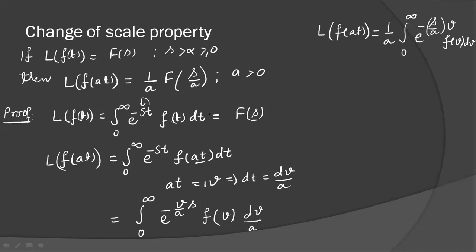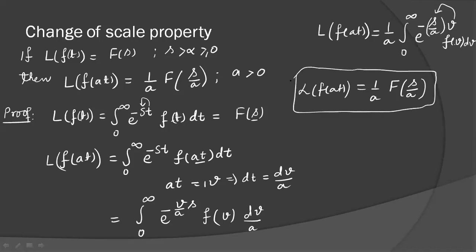Now, if you see this type of definition here, the coefficient of the variable is 1, and what is the coefficient of v here? s over a. So it will be F of s over a. Here it was s only, so it was F(s). So this is the Laplace of f(at). This is called the change of scale property. You can multiply by any positive constant in the t variable, and you can find directly the Laplace transformation. We will see an example based on this also later.